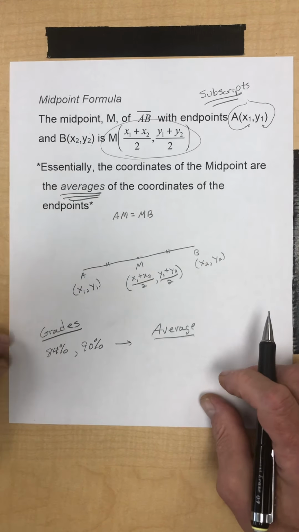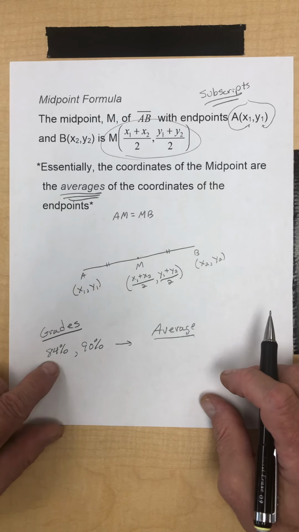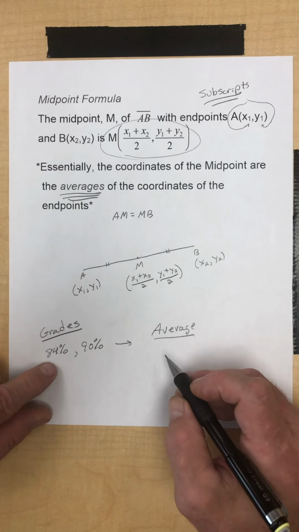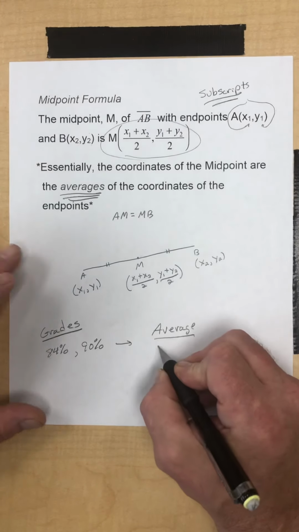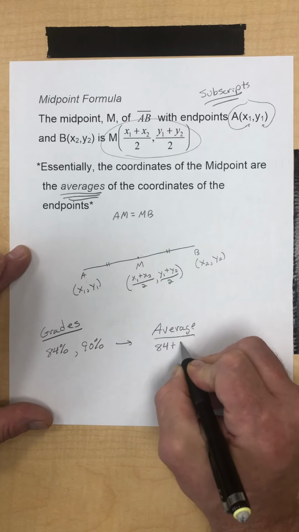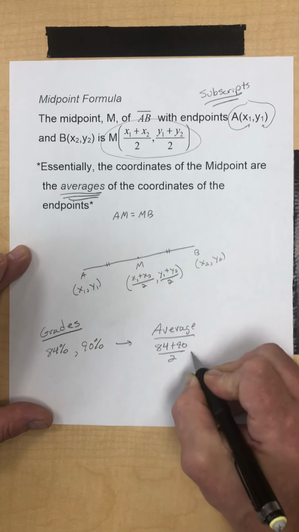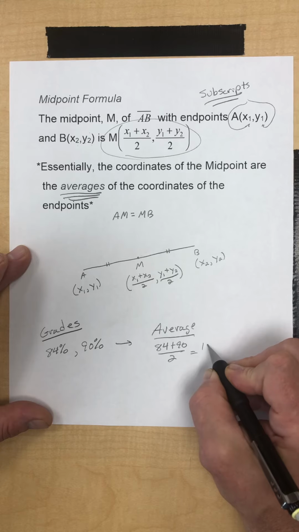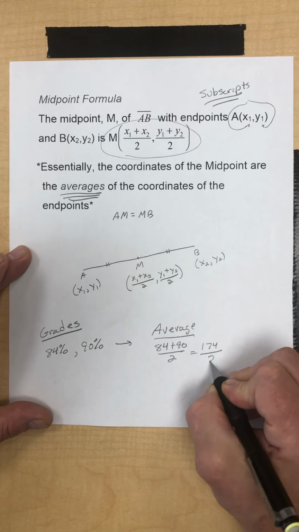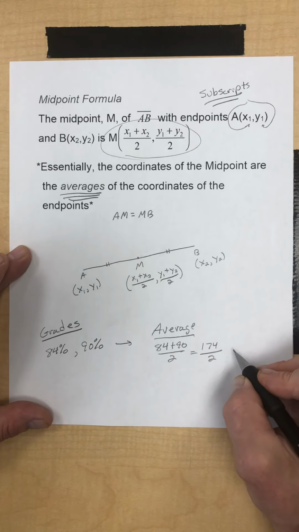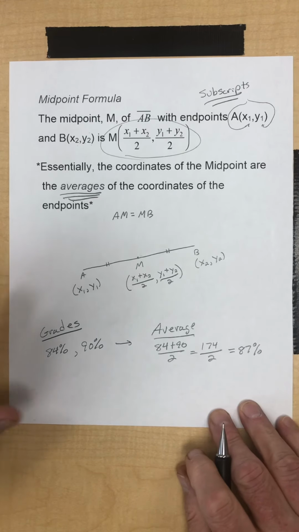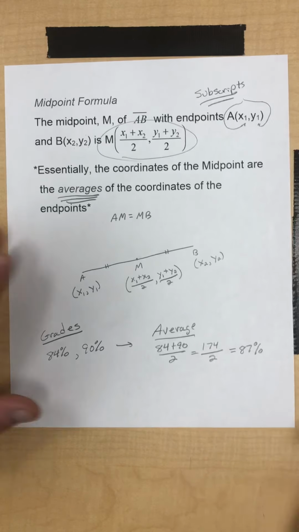Okay, so once again, I was saying, if you have two test grades and you're trying to find the average of the two, and one's an 84 and one's a 90, we would add them together and divide by 2. So you'd get 174 divided by 2, so that would give you an 87%. Okay, so that's how you find an average. You add and divide by 2.